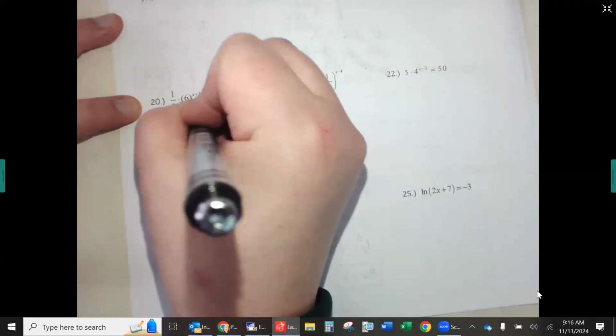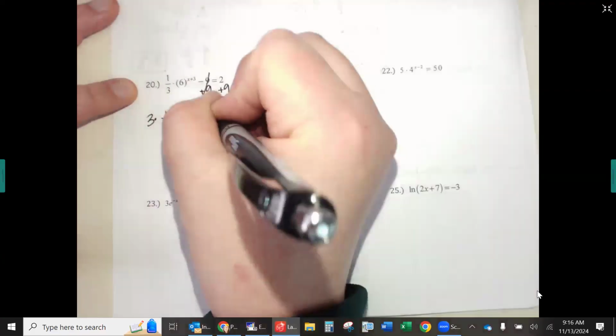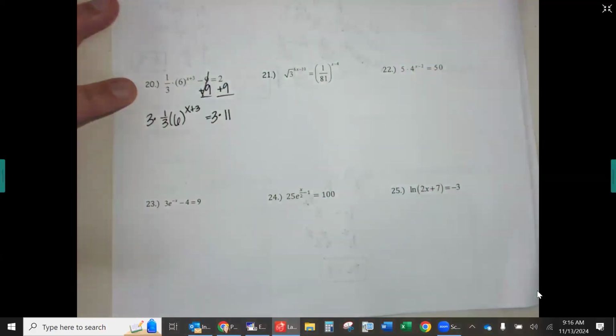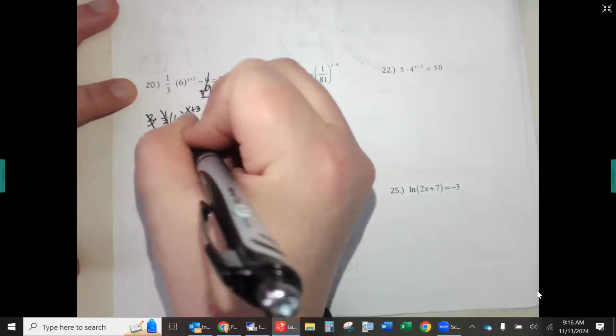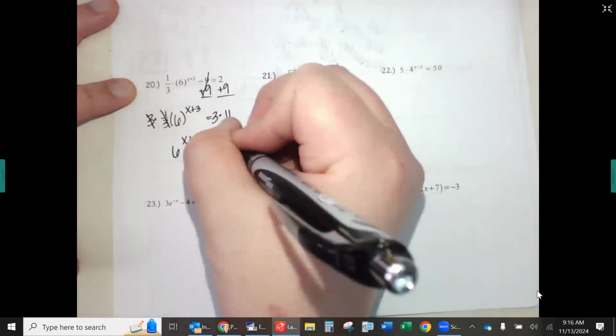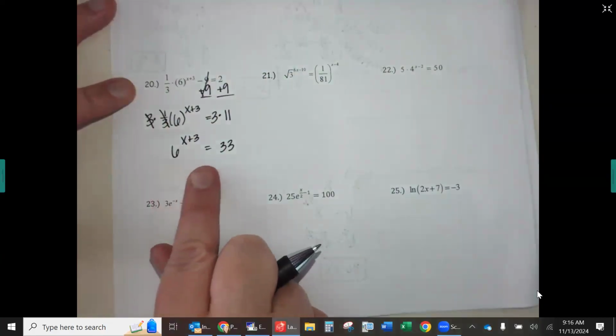Okay, 11 is correct. So this is what we have so far. 1/3, 6 to the x plus 3, now it's equal to 11. Next step, I have a 1/3. That means a divide by 3. How do I undo a divide by 3? Multiply by 3. And if I do 3 times 11 on that other side, what are we going to get? 33. 33 is correct. Okay, from here, you would look in your sixes chart and try to find 33.